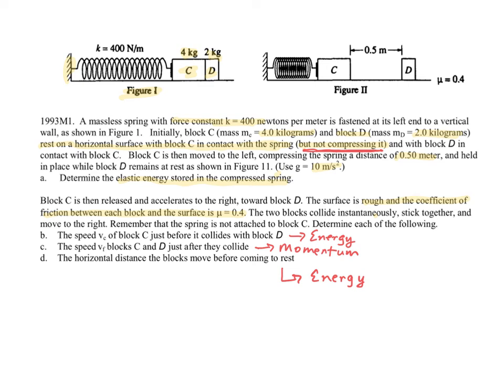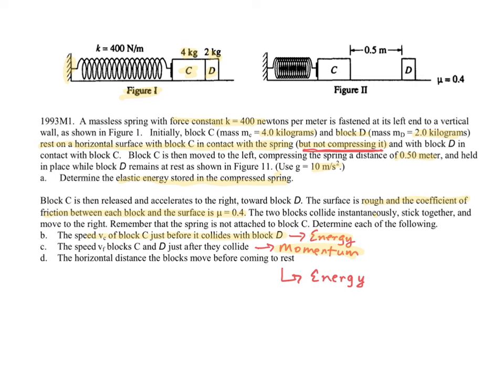Okay, we're supposed to find the speed of block C just before it collides with block D. Well, that's an energy question, and that's not too hard. If you know how much energy was stored in the spring initially, you should be able to figure out how much kinetic energy block C has, or the speed of block C, based on how much elastic energy was stored in that spring. Then it says, what's the speed of blocks C and D just after they collide? Well, that's a momentum question.